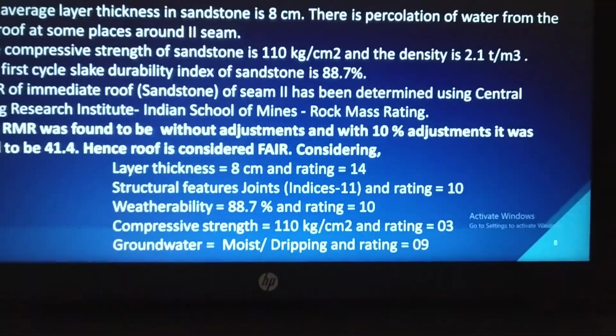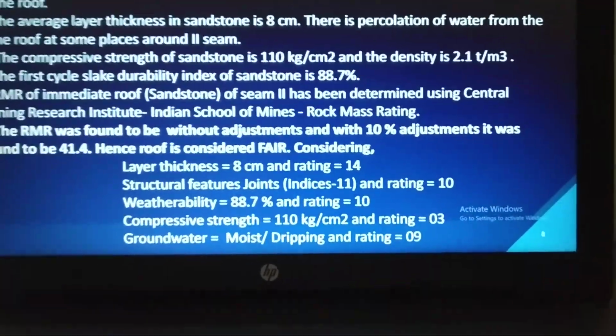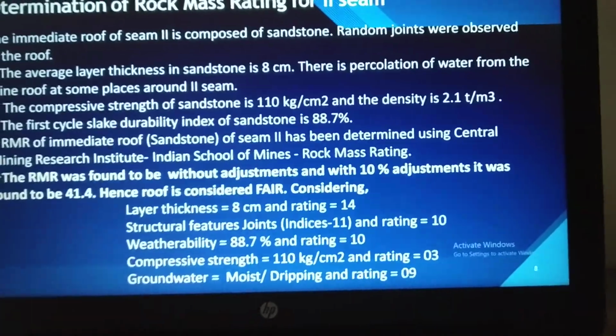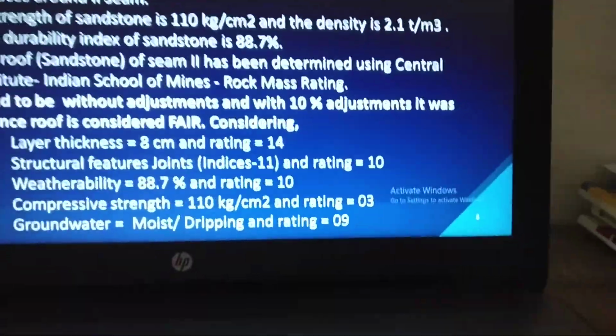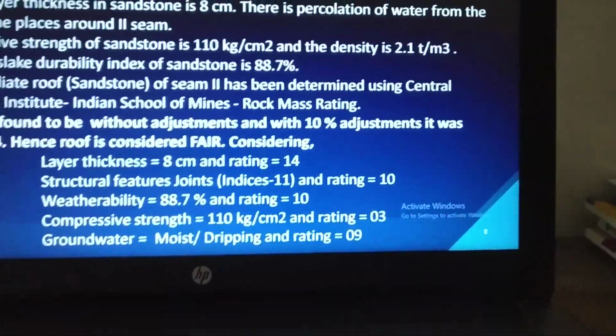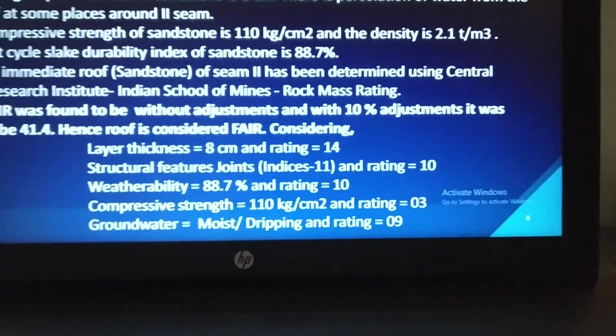Here the 10% adjustment that we are taking is because of solid blasting that is happening below the ground. Then you might be thinking, how did we calculate the RMR? The RMR is calculated by the formula that is prescribed by CMRI ISM, and we have considered the layer thickness as 8 centimeter and given a rating of 40.